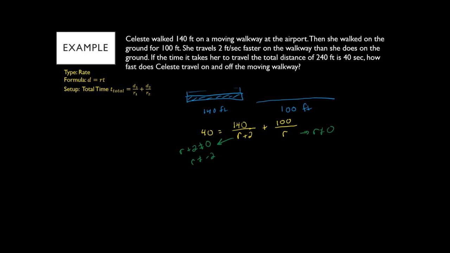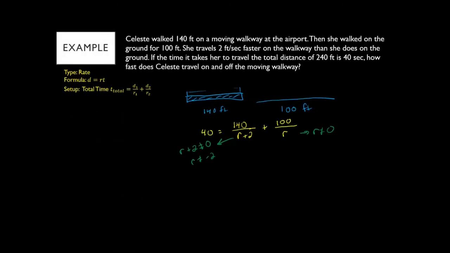Now I'm going to add an extra blank slide after this because I have a feeling that I'm going to run out of space here. So let me just get that in there. Okay. So we've got our equation: 40 equals 140 over R plus 2, plus 100 over R.